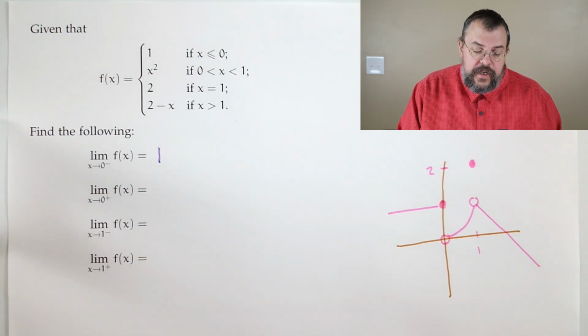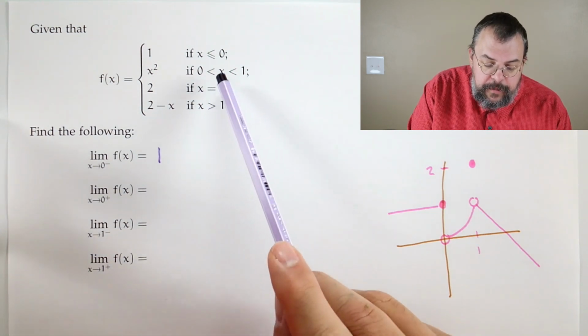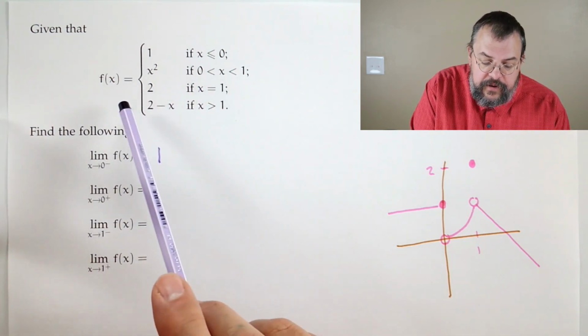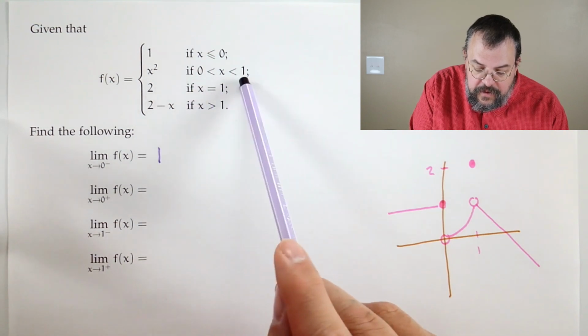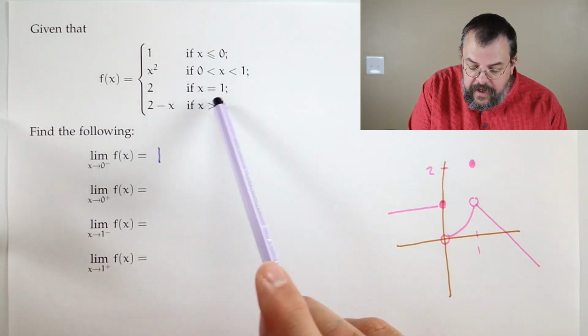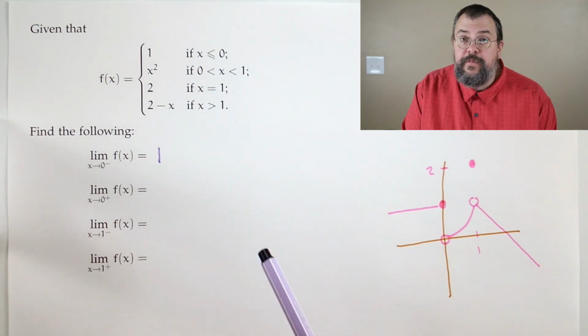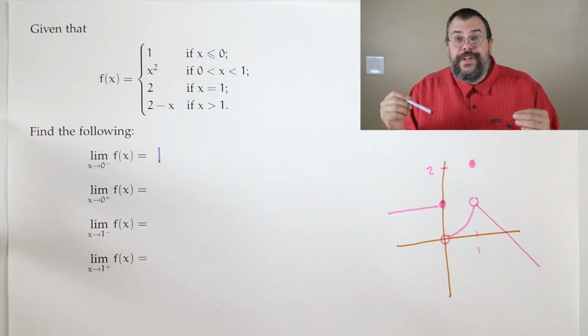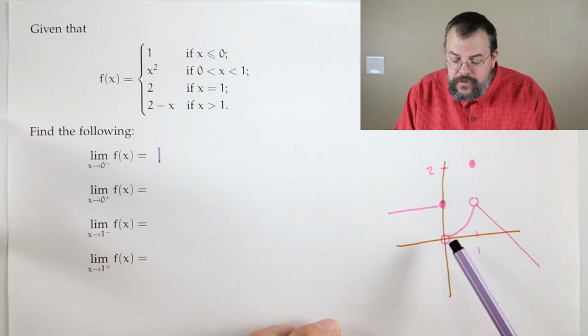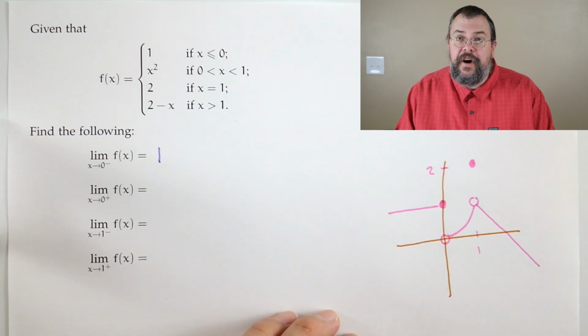Now, notice that there are several things which are above 0. X squared is above 0. 2 is, because I'm between 0 and 1. This value for 2 at 1, that's above 0. If I'm bigger than 1, I'm certainly bigger than 0. Which piece do I need? Which one of these three parts do I care about?